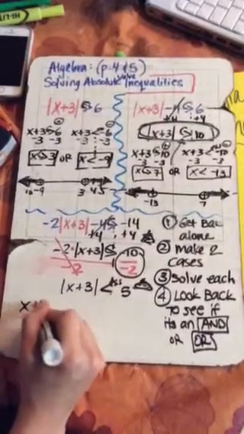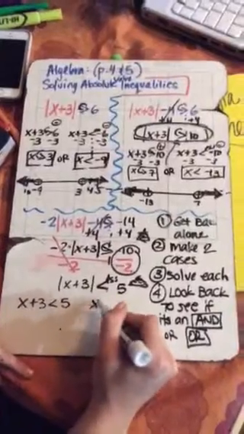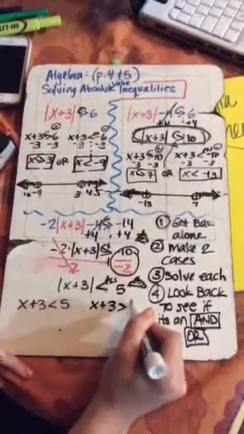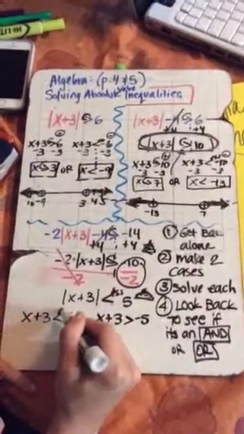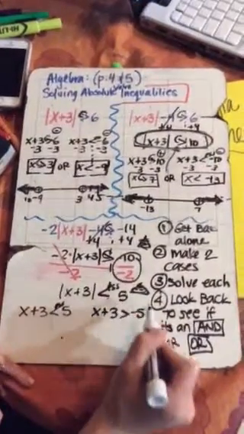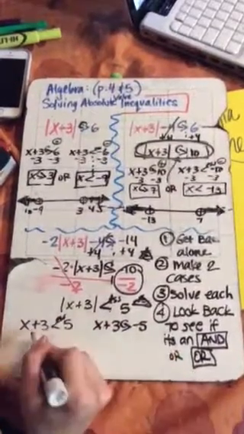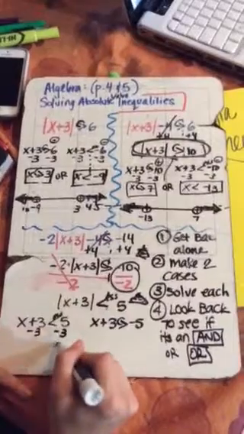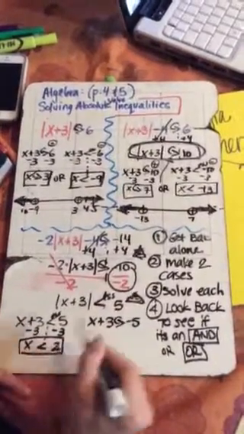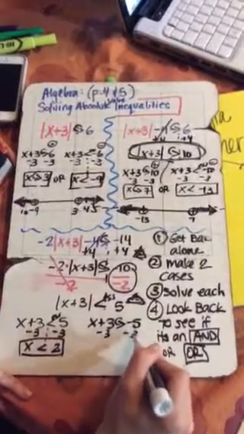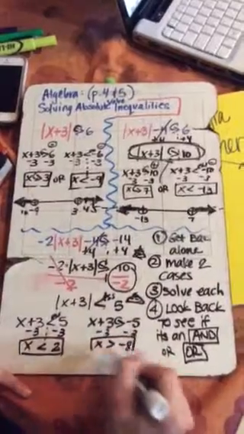So we have our first case, x plus 3 is less than 5. Our second case is x plus 3 is greater than -5. Your positive case, you leave the symbol the same, less stays less. Negative case, you flip the symbol. So instead of less, you make it greater. We solve each of these. 5 minus 3, 2. X is less than 2. Minus 3, bills and bills, -8. And x is greater than -8.